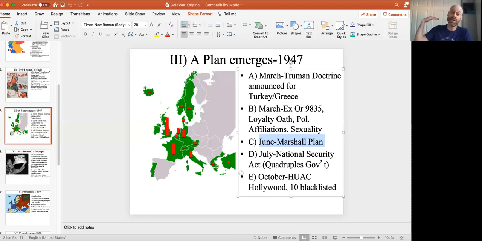Then we turned around and gave money to our enemies. We gave money to Italy. We gave money to West Germany. We gave money to Japan. Japan's not under the Marshall Plan. It's under a totally different system. But we pumped billions of dollars into Japan to rebuild everything. Didn't have to. We could have just let them languish there. We could have done anything we wanted.